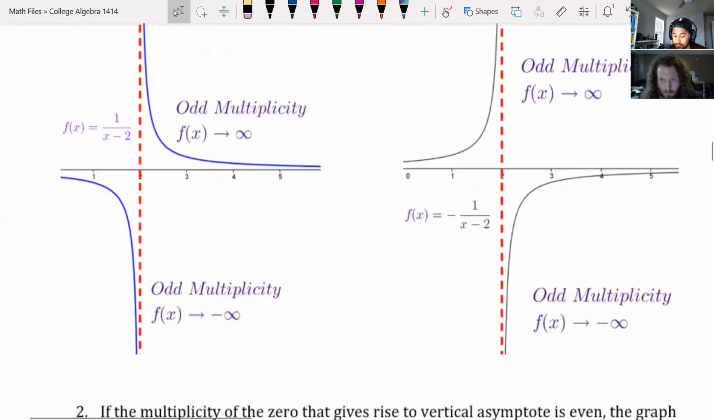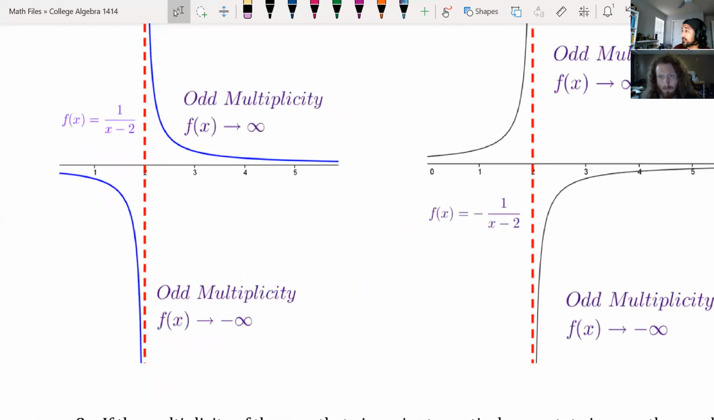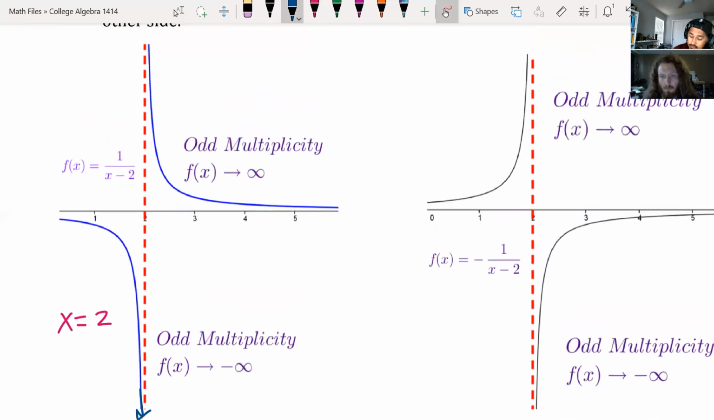So for number one, we have the function 1 over x minus 2. If we solve for x on this function, you'll just get x equals 2, which only shows up once. This means that this vertical asymptote would have an odd multiplicity. So when you graph the function, one tail will head towards negative infinity, and another tail will head towards positive infinity. So that is multiplicities for vertical asymptotes.